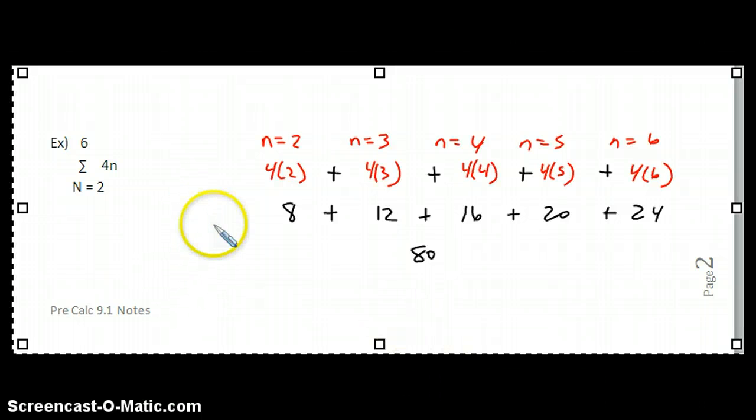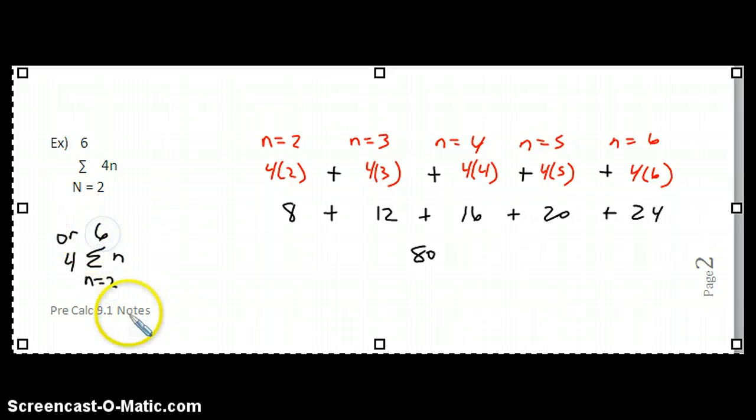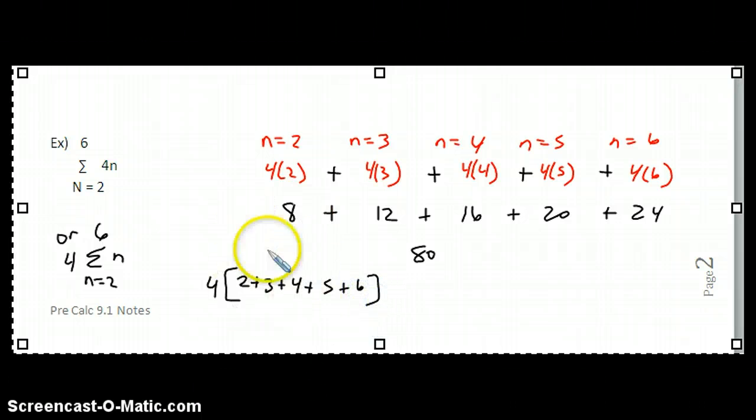There actually is a faster method to doing this one. I could look at this as saying it's 4 times the summation of n when I go from n equals 2 to 6 up here. So what that really means is I would do 4 times the sum of 2 plus 3 plus 4 plus 5 plus 6. That's a little bit faster.